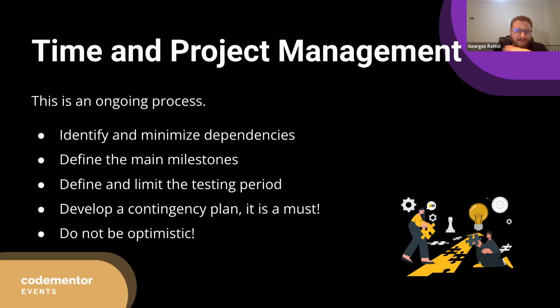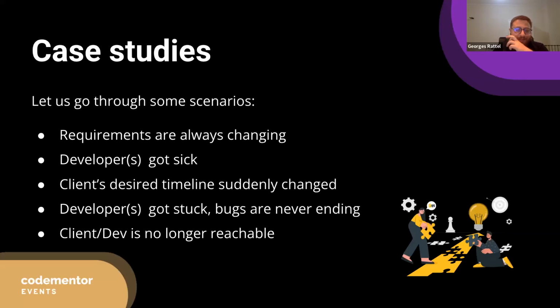Now, I've spoken a lot. I mentioned the main issues and what I had in mind and the main guidelines. Now I'm going to go through some small scenarios that usually happen. So requirements, for example, always change. Developers get sick, the client's desired timeline suddenly changes, developers get stuck, bugs are never ending, and the client or dev is no longer reachable. Some of these issues I've actually taken from the comments on the thread so that I can address them. I'll start with requirements always changing.